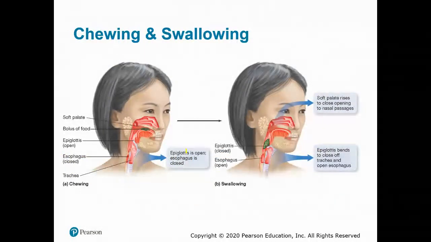Chewing and swallowing, again. So when we're chewing, the epiglottis is open, the esophagus is closed, right? So the sphincter is closing the esophagus.